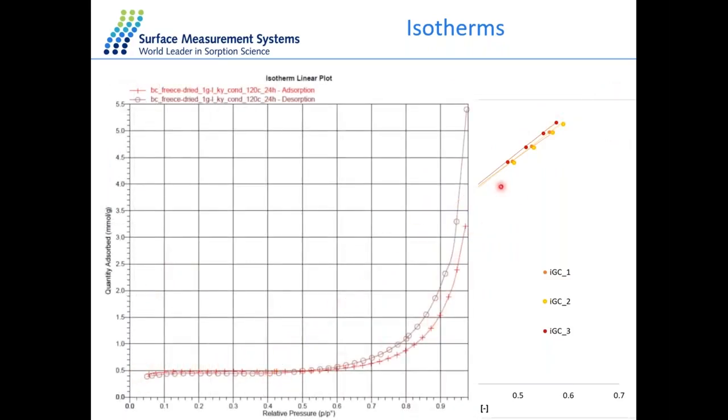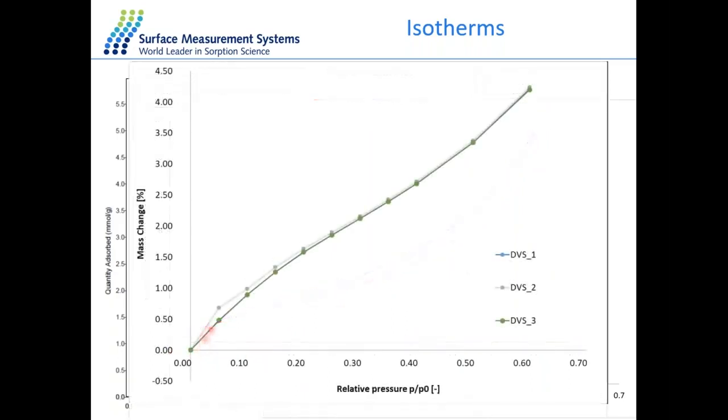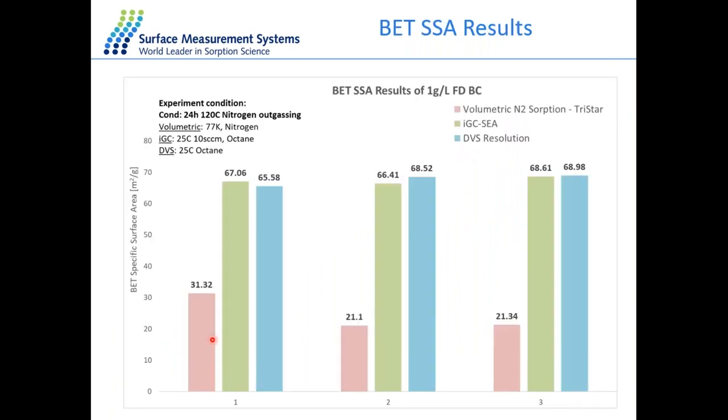Here is the TriStar data. Again, it does show the right isotherm shape. We can focus down here. It does have the type 2 isotherm that would be expected. And here is the DVS isotherm. Again, it generally has the right isotherm shape, and this is overlaying 3 different runs to see we get reproducible data on this particular material.